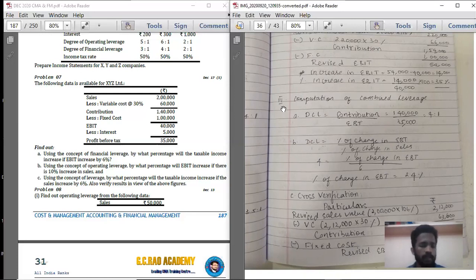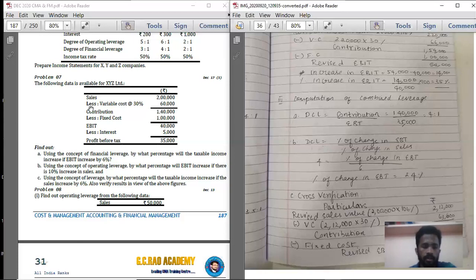First, we should find what is combined leverage. Then, using that combined leverage formula, we should find what is percentage of change in EBT. So first, below that small a, DCL is equal to, what is the formula for DCL? Top to bottom, that is contribution divided by EBT. So contribution to DCL is equal to contribution divided by EBT.